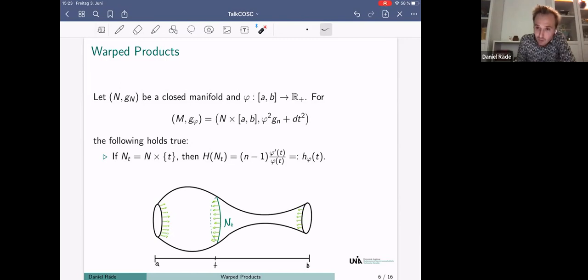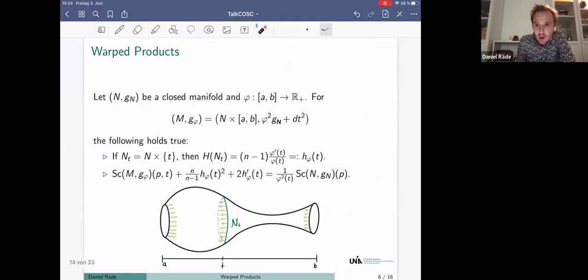All right, so here's a picture of a warp product. The second formula is concerned with the scalar curvature of a warp product. The scalar curvature of this thing at a point p in N_t is nothing else than the scalar curvature of N_g_N plus n divided by n-1 of this h_phi squared plus 2 h_phi prime. Cool. At this point, we see why these warp products appear as model spaces.